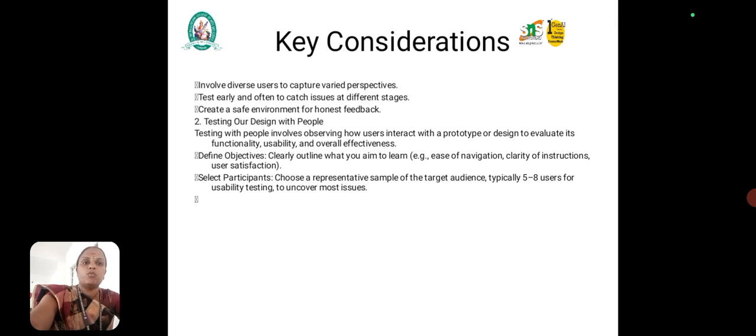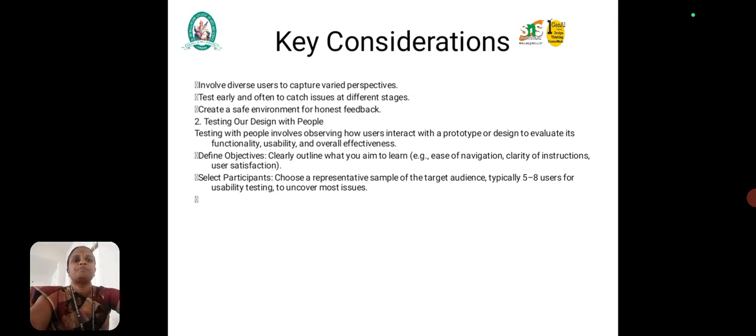Testing with people involves observing how the user interacts with the prototype or the design which we have developed and evaluates its functionality, usability and overall effectiveness. So how can we test with the user to see how it is working or not? Easily define the objective, that is, clearly outline what you aim to learn. That is, ease of navigation, clarity of instructions and user satisfaction to be identified. And select the participants. Choose a representative sample of the target audience, for example 5 to 8 users for usability testing to uncover the most issues.